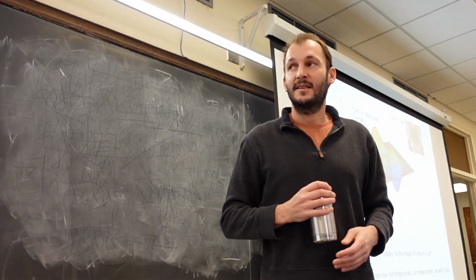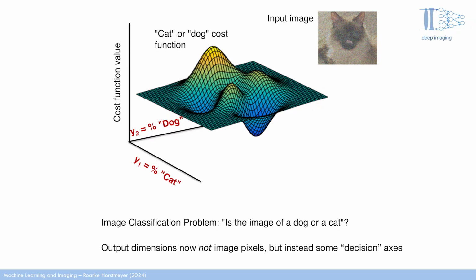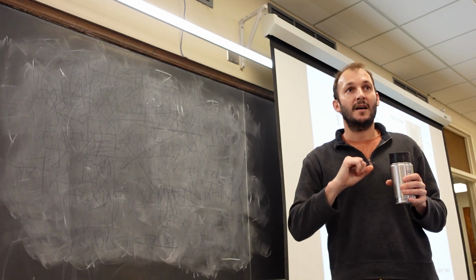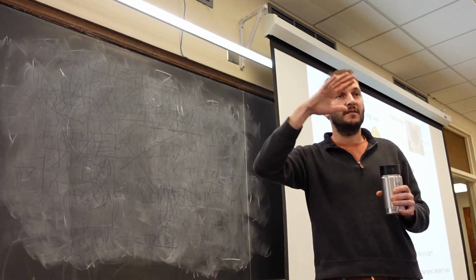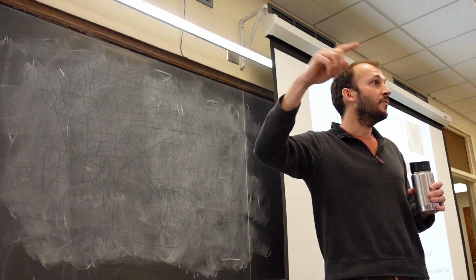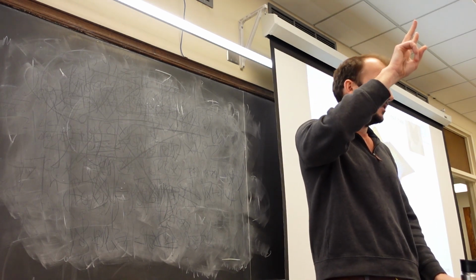This is a bit of an abstract example. We have an input image, and again the image has 400 by 400 pixels. It's going to go through our model, this magical model, some very, very long set of equations. We get an output. The output is a vector of 2 dimensions.